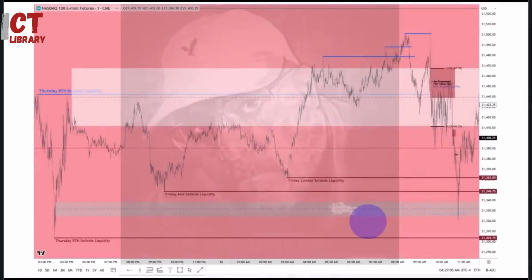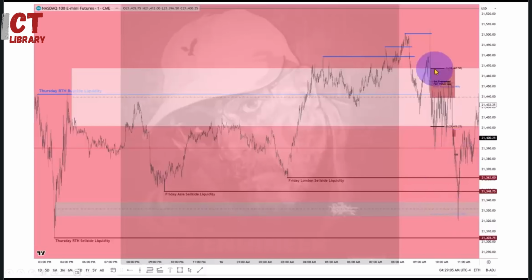All right, in the minute chart here, you can see I've identified the Friday London session liquidity, Friday Asian session liquidity, and then Thursday's regular trading hours. And earlier in the video, I told you to look inside that low, and you'll see that there's a little fair value gap right there. It's a buy side imbalance, sell side inefficiency, and we traded right down into that. You see that? So what is this level here?